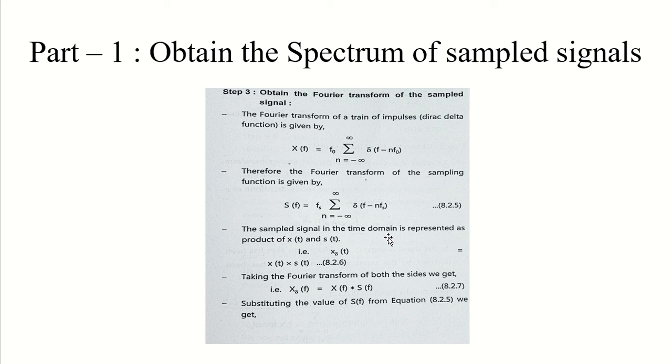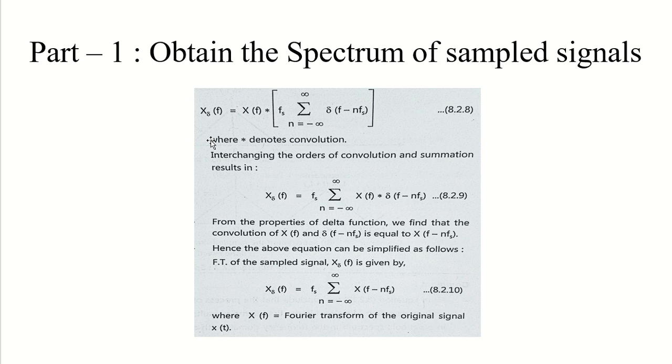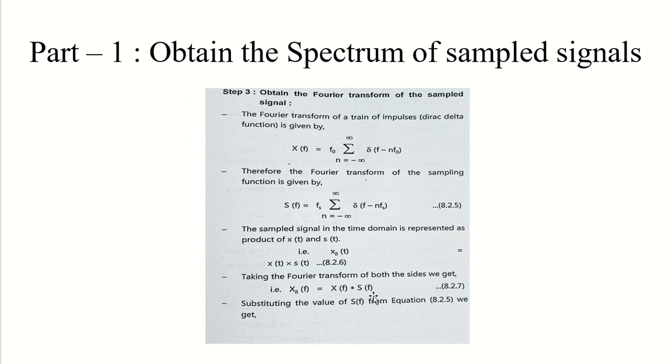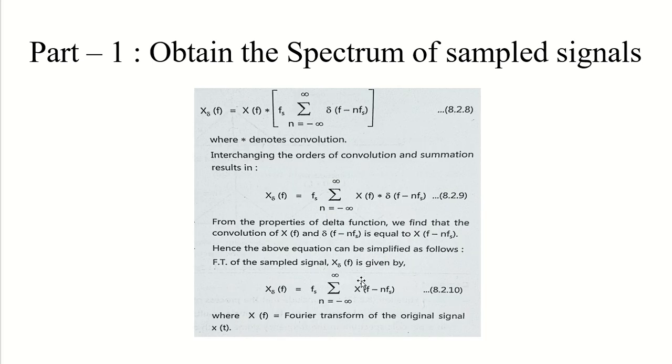We are taking the product of x of t and s of t, just like we did in the previous step. Then we take the Fourier transform of both sides. So X delta of f will look like the convolution of X of f and S of f. When we substitute the value of S of f in this equation, we will get X delta of f is equal to X of f in convolution with fs summation n equals minus infinity to infinity delta of f minus n fs.